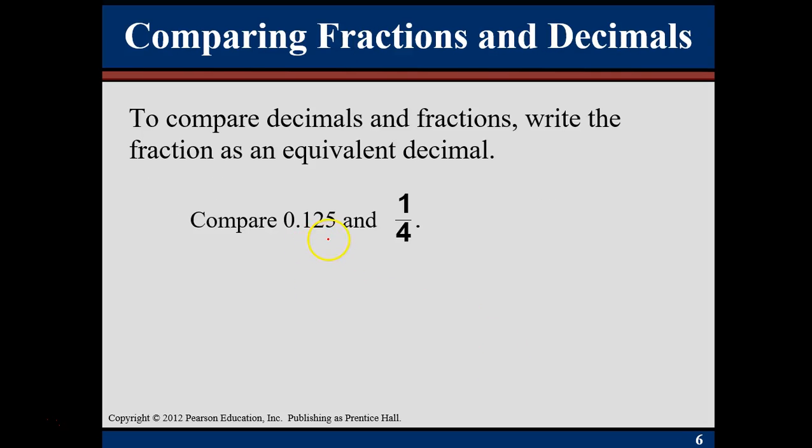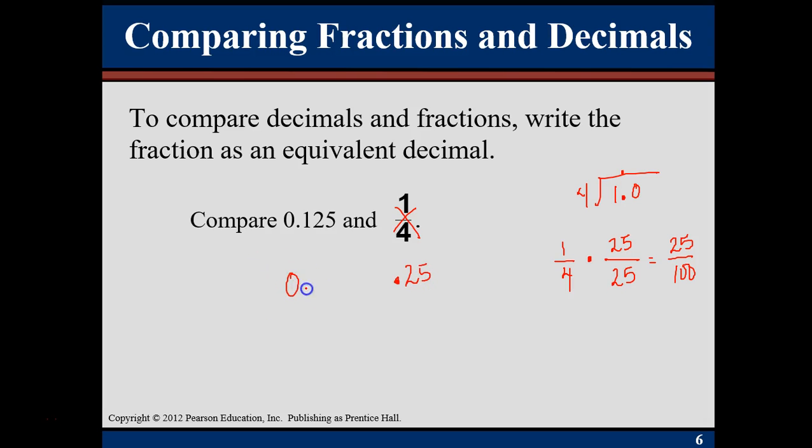If I have 0.125 and I want to compare that to 1/4, I might want to go ahead and change this to a decimal. Now I can divide 4 into 1 and find out what my decimal is that way. I can also find an equivalent fraction by multiplying my denominator by 25. 4 times 25 is 100. Whatever I do to the denominator, I do to the numerator. And 1 times 25 is 25. So I have 25 hundredths. That as a decimal is 0.25.